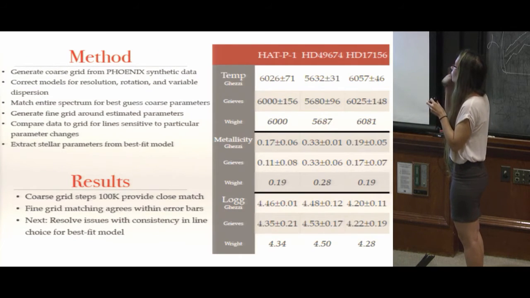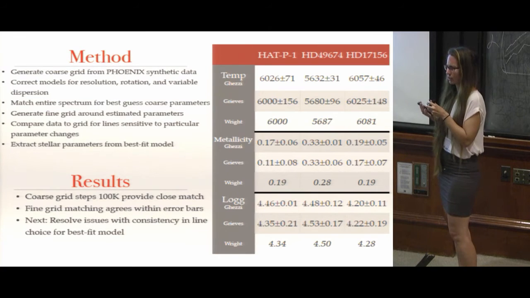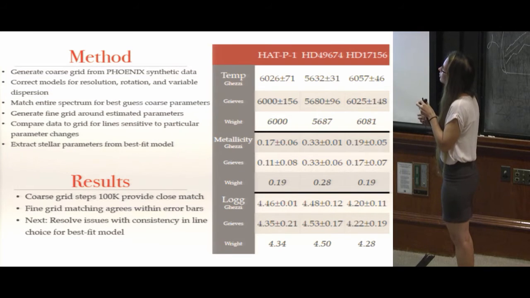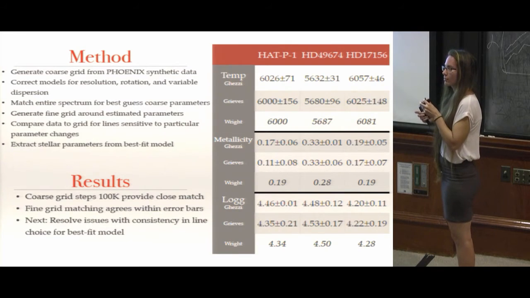Next slide. So the method that I use, to determine what the parameters are, is I first generate a coarse grid of models from the Phoenix synthetic spectra. And I make some corrections for, of course, telescope resolution, stellar rotation, things like that. And then I interpolate between those models to create a very fine grid, depending on what those parameters are. And then I compare that fine grid of models to the observed data to try and find the best match. And then, of course, that will tell me what the best parameters are.